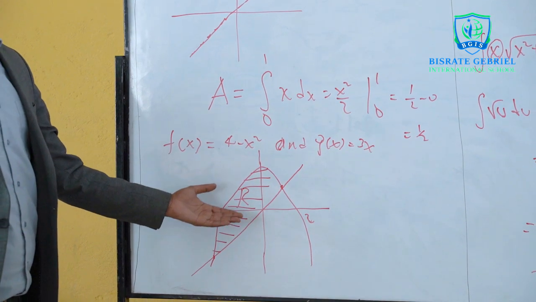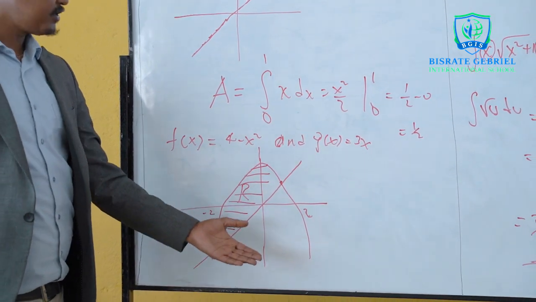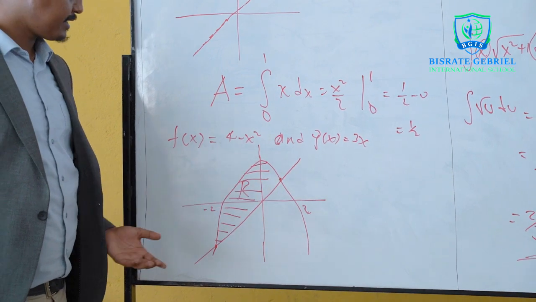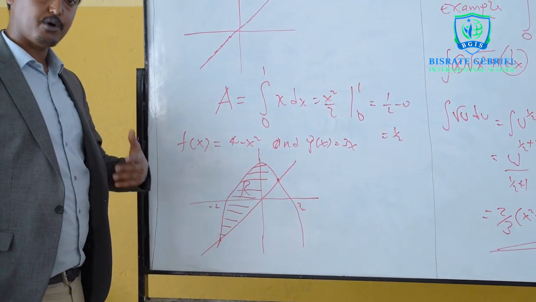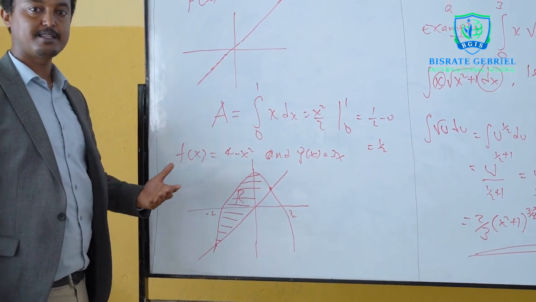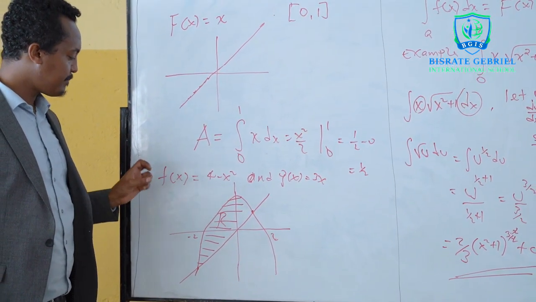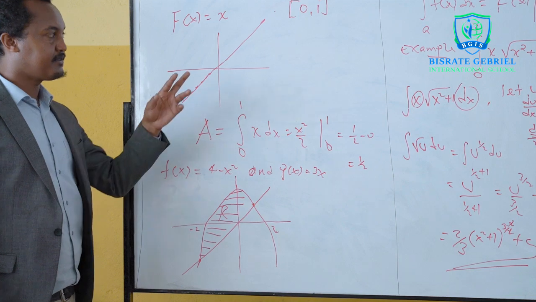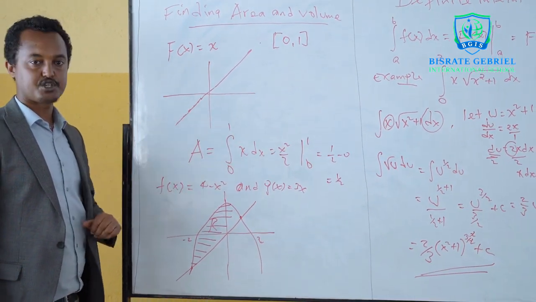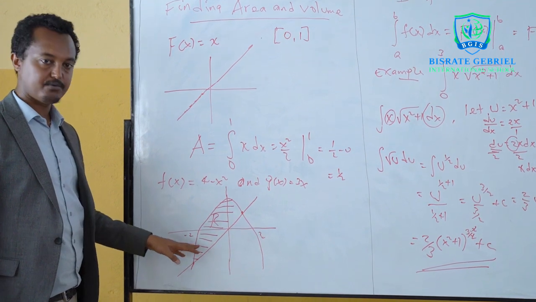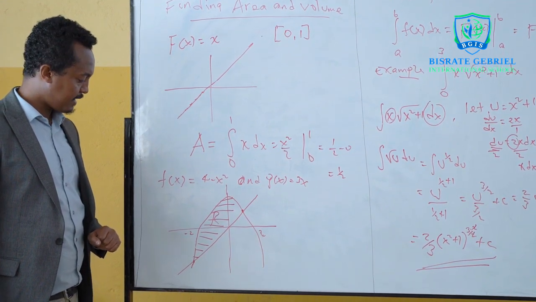If it's a rectangle, we can use length times width. If it is a square, we can use length squared. But for the case of irregularly shaped bodies, we only use integration to find the area. So that was the main application of integration. Especially definite integration helps us to find areas of irregularly shaped bodies. So this is one irregularly shaped area or region.